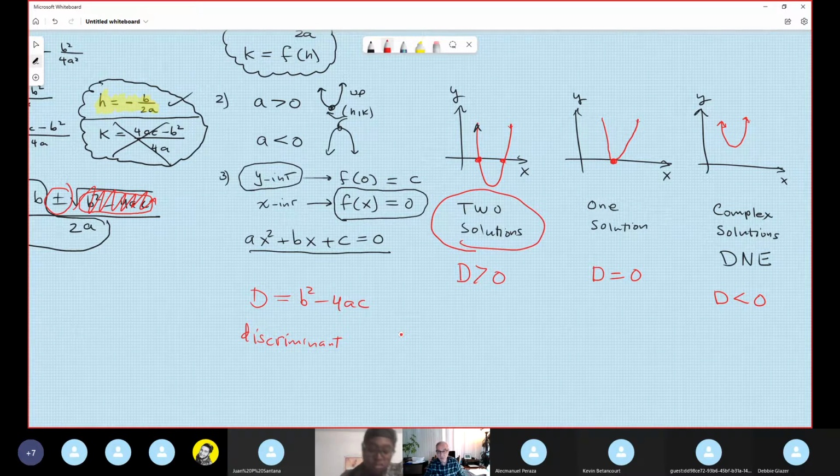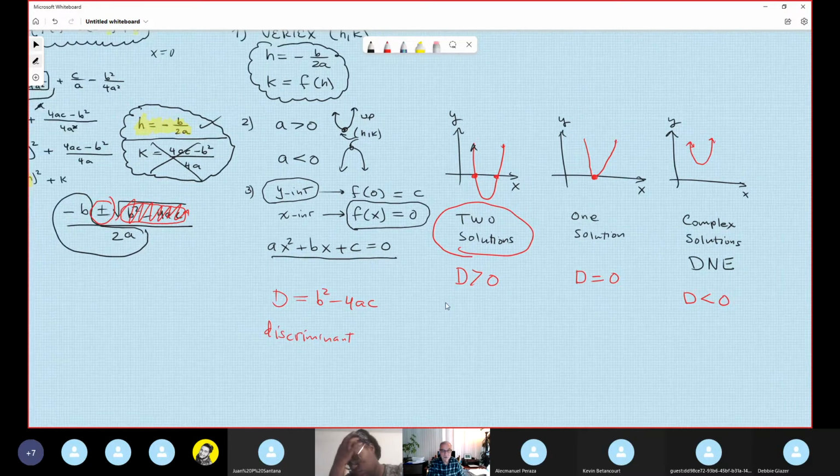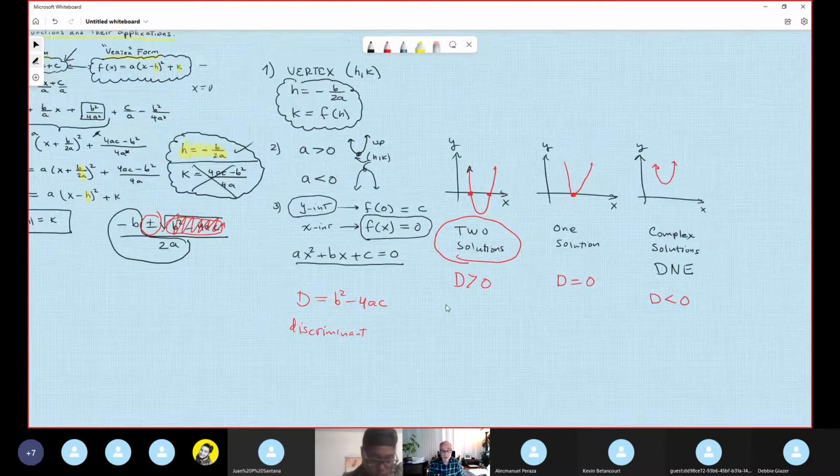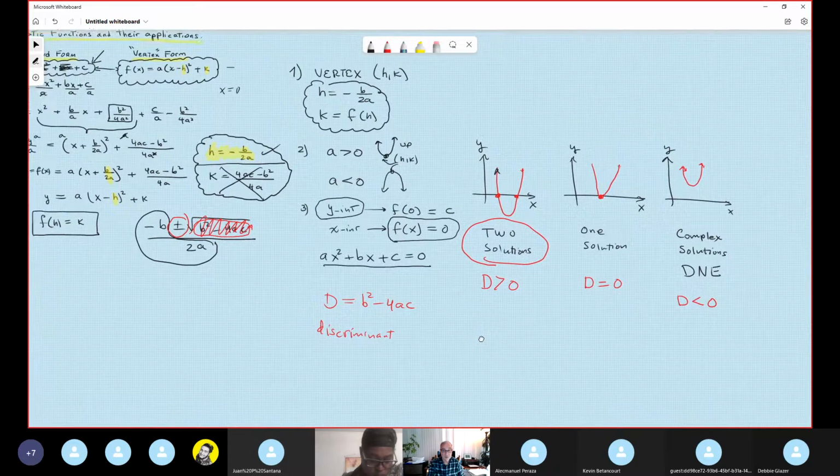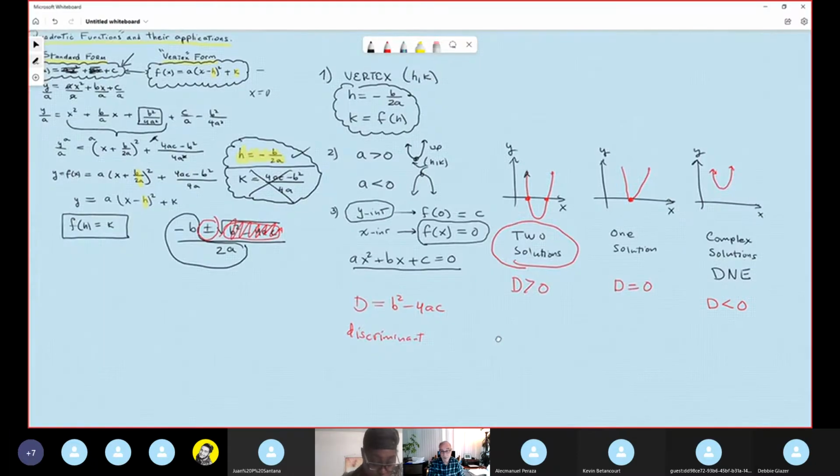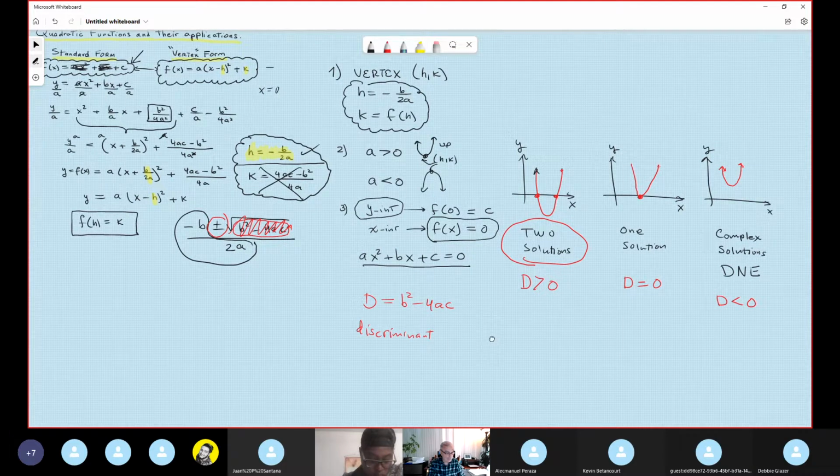Okay? So remember, when you find the x-intercept, you solve the quadratic equation. Depending on the discriminant, we have three possibilities: to intersect two points, one point, or no intersection. That's it.